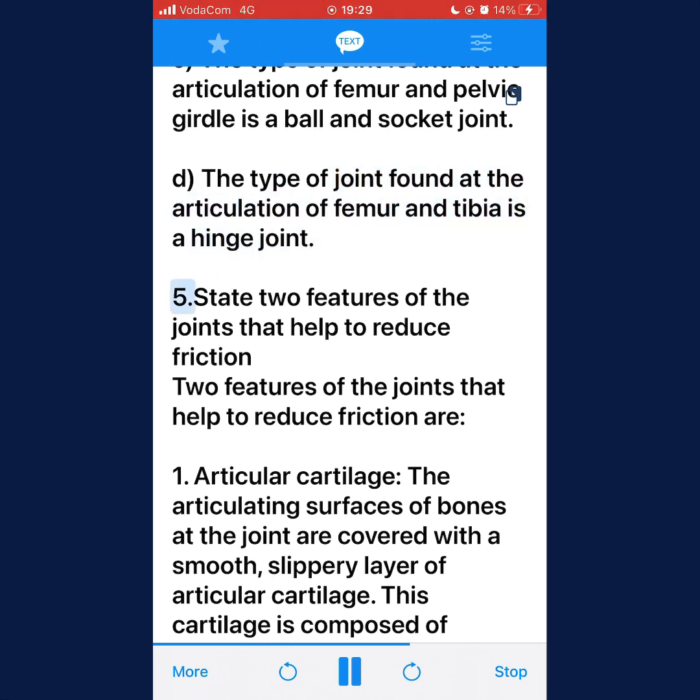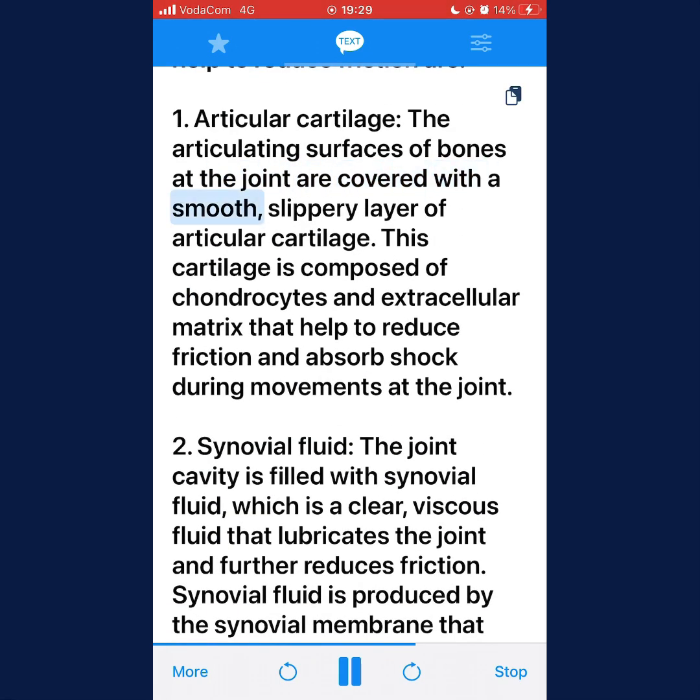5. State 2 features of the joints that help to reduce friction. 2 features of the joints that help to reduce friction are: 1. Articular cartilage. The articulating surfaces of bones at the joint are covered with a smooth, slippery layer of articular cartilage. This cartilage is composed of chondrocytes and extracellular matrix that help to reduce friction and absorb shock during movements at the joint. 2. Synovial fluid.